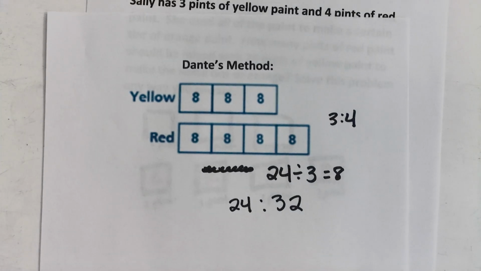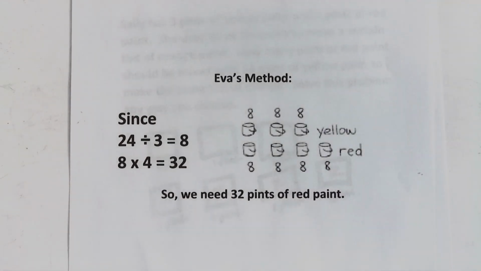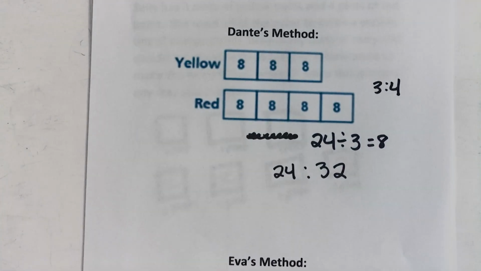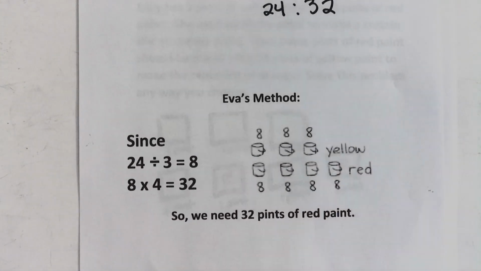Now let's look at Eva's method and let's see what she did. So Eva did the following. What do you notice and what do you wonder about their solution paths? I noticed using a model helped Dante. Using division and multiplication helped Eva. So Dante used a model where Eva used division and multiplication. We will see how those can work together as we determine strategies we can use to generate equivalent ratios and solve like problems like Sally's.